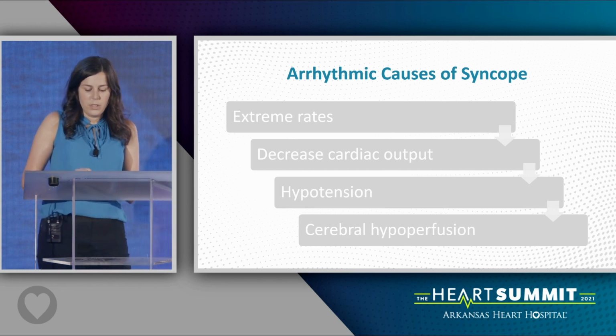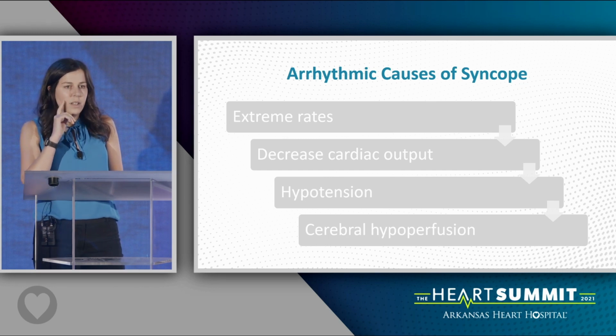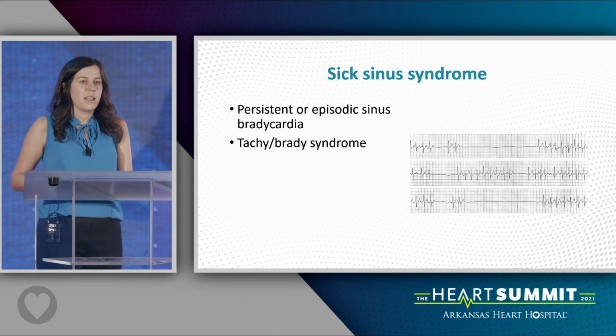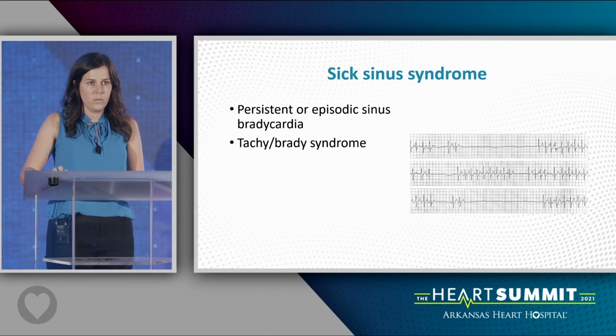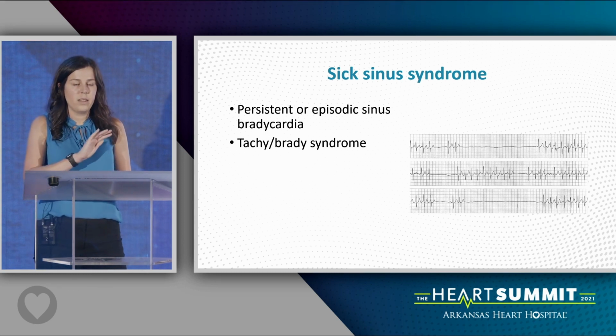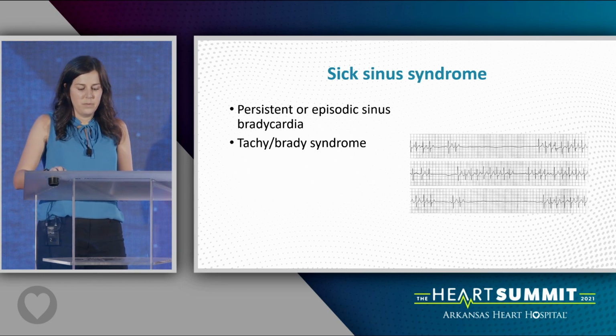So now I'll go into the different subgroups. So sick sinus syndrome: persistent or episodic sinus bradycardia, tachybrady syndrome. So this would be a patient with AFib RVR with a conversion to normal sinus rhythm, long sinus pause.